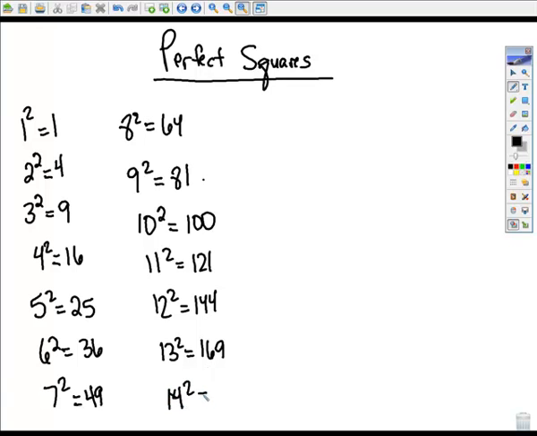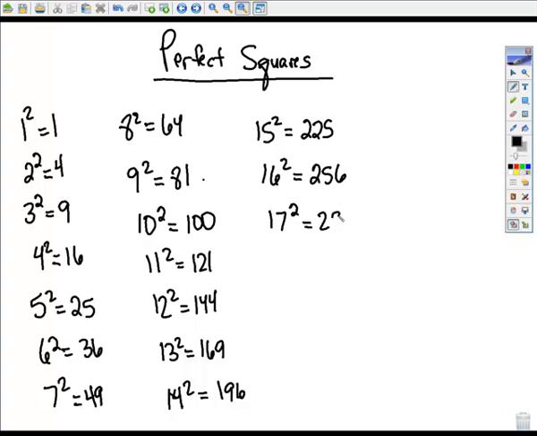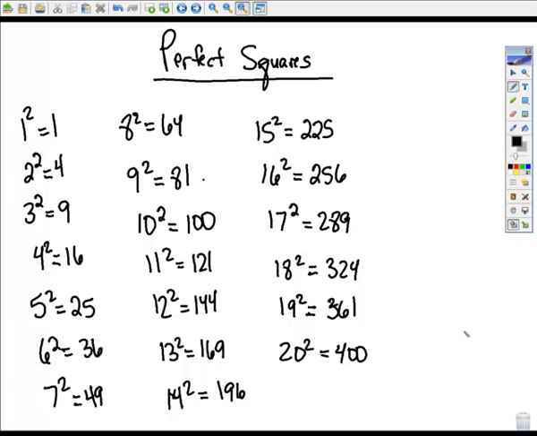14 squared is 196. Notice all we're doing is reversing the last two digits. That's kind of cool. 15 squared is 225. 16 squared is 256. 17 squared is 289. 18 squared is 324. 19 squared is 361. And 20 squared is 400. So all of these numbers to the right are the perfect squares.